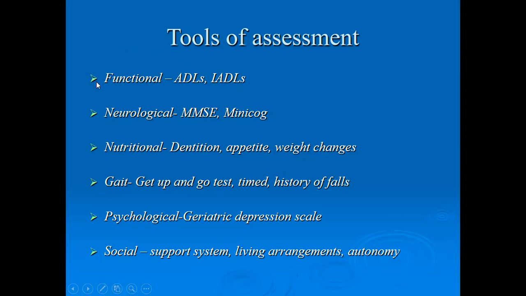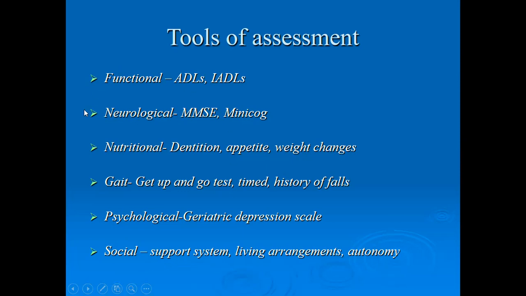What you are trying to assess is the functionality of that person. Cognitive assessment you will do by Mini-Cog and MMSE. Here in family medicine we will concentrate on Mini-Cog. I will let you know how to do it. Nutritional assessment is by observing dentition, appetite, and weight changes. For gait, you do the Get Up and Go test and time it, and take any history of falls. Psychologically, you will assess for depression. Social support you will also need to assess.